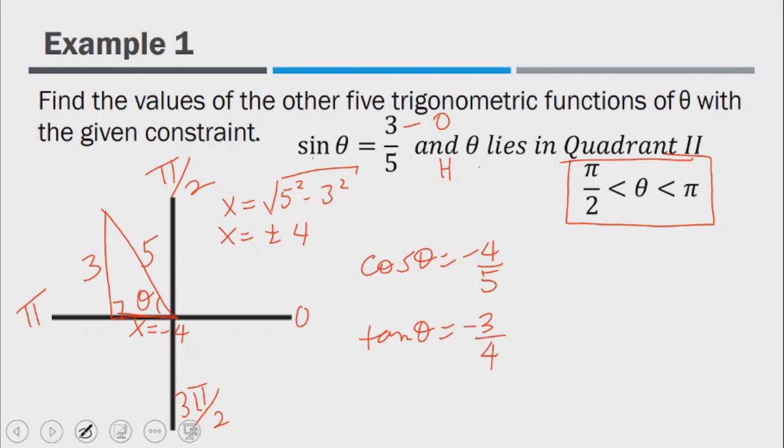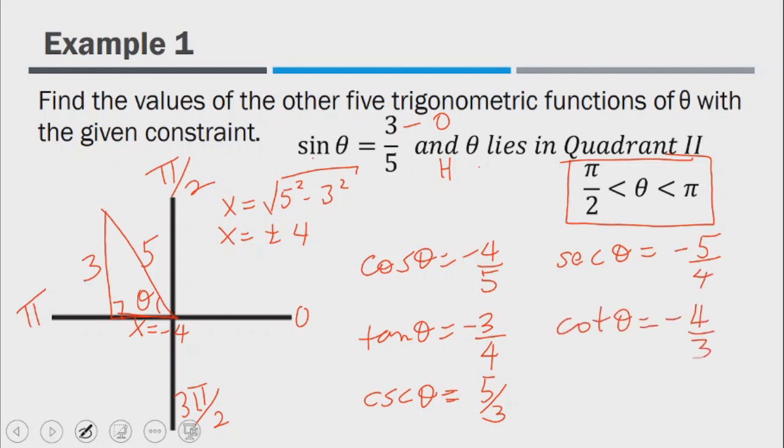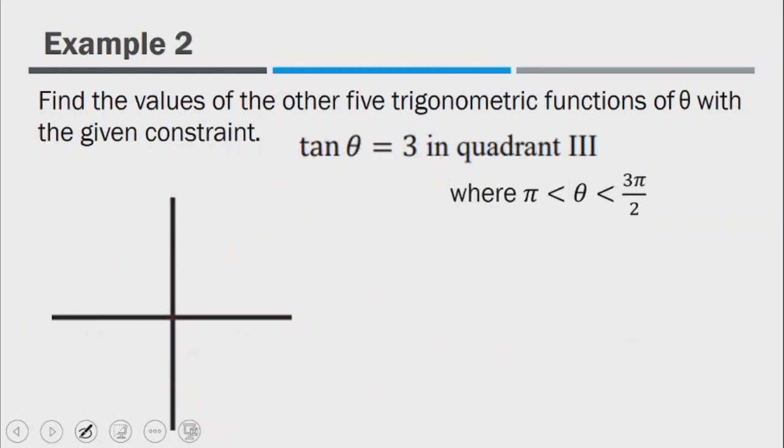Since we have already been given the sine, the cosecant theta will just be the reciprocal of the sine, so it's going to be 5/3. The secant theta will be the reciprocal of the cosine, so it's going to be -5/4, and the cotangent theta is going to be -4/3. So these are the remaining 5 trigonometric functions for this particular example. That is how you use this reference triangle when you are given a ratio and the quadrant.